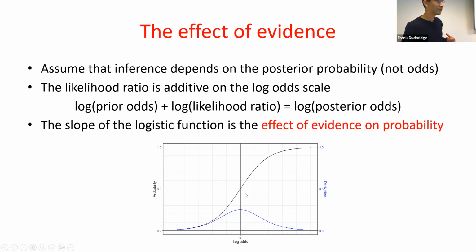And if I add something to the log odds, and that's the likelihood ratio, the log likelihood ratio, then I've also increased the probability. And that increase is the slope of this curve here. Right, so the blue line is the slope of the black line. Okay, so the slope of that curve is the effect of evidence on probability, and we can understand that to be belief. Okay, so the effect of evidence on belief.